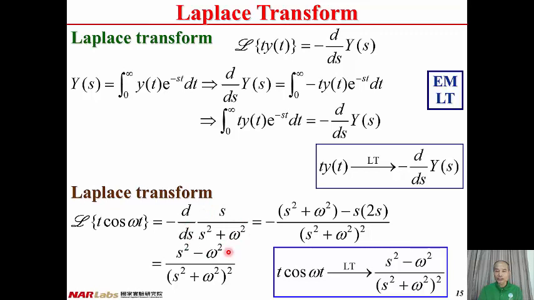After differentiation, we have s squared plus omega squared divided by s squared plus omega squared, squared again, so we can conclude that the Laplace transform of t cosine omega t equals s squared minus omega squared divided by s squared plus omega squared, squared again. We are going to make use of this formula to find the inverse Laplace transform of X(s) in order to obtain the displacement function.